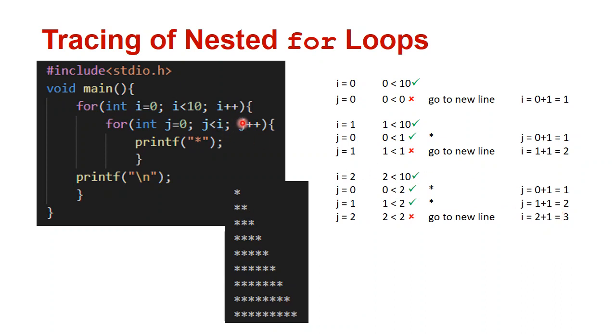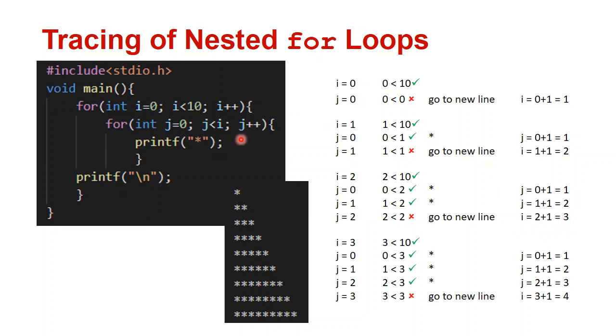Now again check the condition. i is 2, j is 2, the condition is false. So it will not go through this statement and goes to the outer loop statement. So go to the new line. After that, iterate i again. Updating the i value, i is equal to 2 plus 1, 3. Now i is equal to 3. Here 3 is less than 10, the condition is satisfied. So it will go to the inner loop.